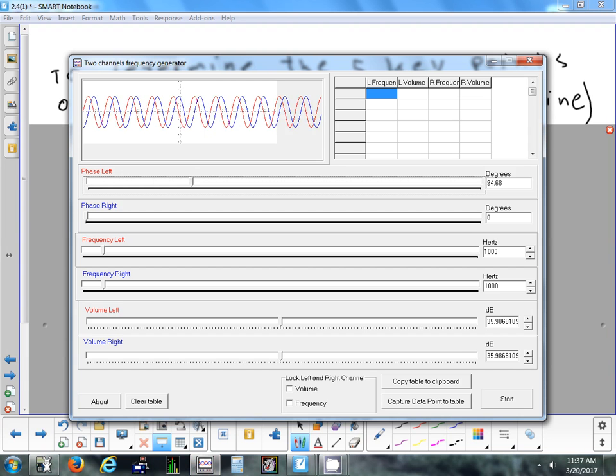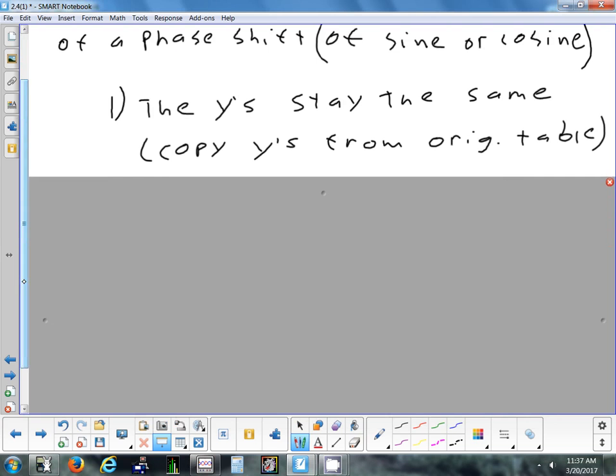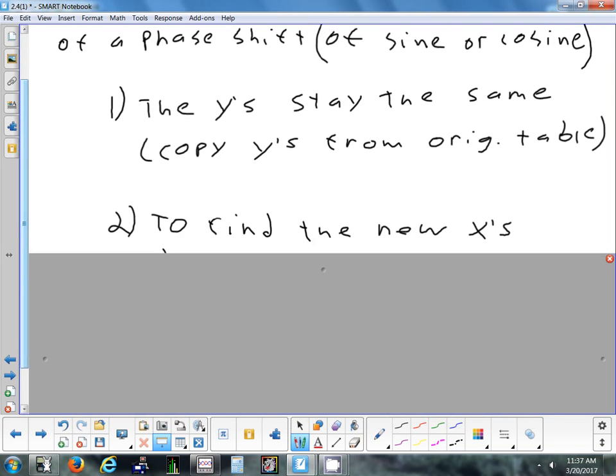Focus on the top of one of those waves. As I do a phase shift, it slides left and right, but the height doesn't change. So what that means is you go to your original table, and you can copy the y's down. Whatever the y's are in the original table, those are your y's in your final answer. They don't change. But if the y's are going to stay the same, then we have to find the new x values. And there's 5 of them in the original table.